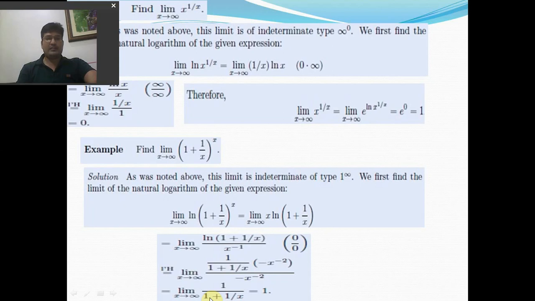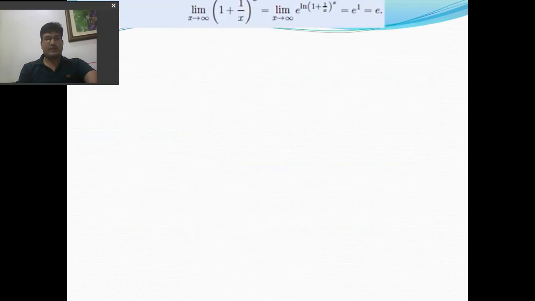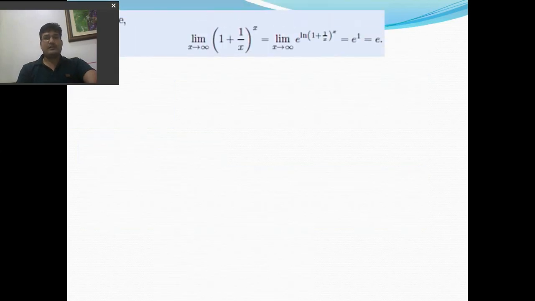Now apply the limit again extending to infinity. If we are putting x is equal to infinity here, this 1 upon x will convert into 0 and the whole expression will be 1. So we obtain finite value 1, that is we obtain e raised to the power 1, that is e. So the finite value is e, which is exponential raised to the power 1, approximately 2.71.